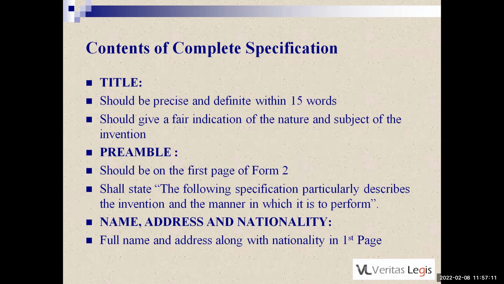Now, preamble. It says, again, on the Form 2, that the following specification particularly describes the invention and the manner in which it is to be performed. So the preamble itself is saying that the invention is being described and also the manner, how it is to be performed. Then Form 2, on the first page itself, shows the name, address and nationality of the applicant.